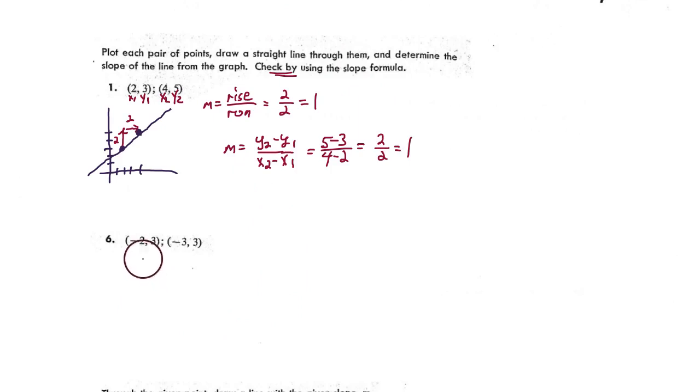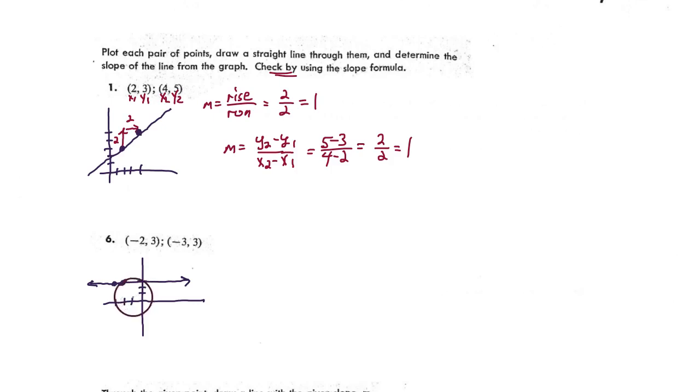Next question, we're asked to graph this. So 1, 2, 1, 2, 3. Here's negative 2, comma 3. Here's negative 3, comma 3. Draw the line through. It is a horizontal line crossing the y-axis at a height of 3.